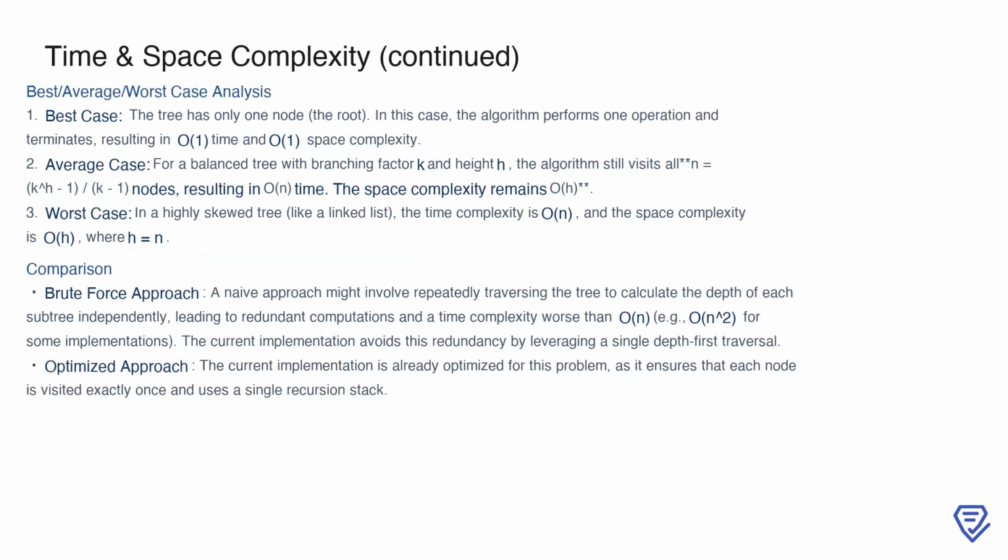Let's analyze the best, average, and worst-case scenarios for this algorithm. In the best case, the tree contains only one node, the root. Here, the algorithm performs a single operation and terminates, giving O(1) for both time and space complexities.